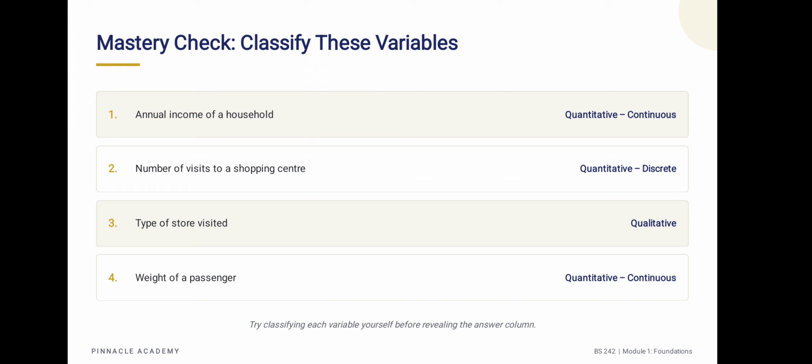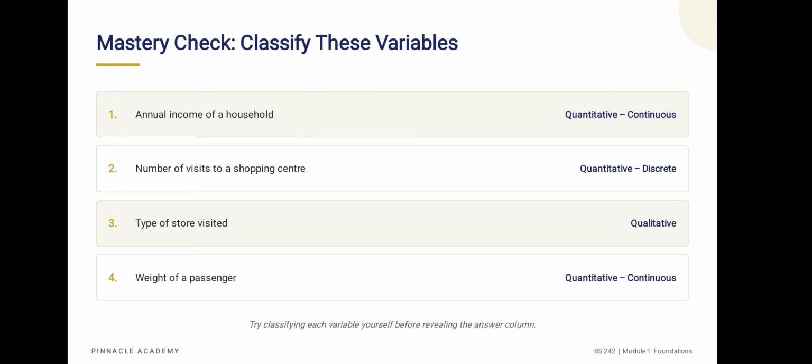Then we have the number of visits to a shopping center. This one is quantitative, discrete, because we are counting the visits. A customer visited the shopping center 3 times last month or 5 times, never 3.5 times. Who goes to the mall 3.5 times? Nobody. So whenever the words "number of" appear in a variable description, that's usually your signal that you are counting, and counting means discrete.